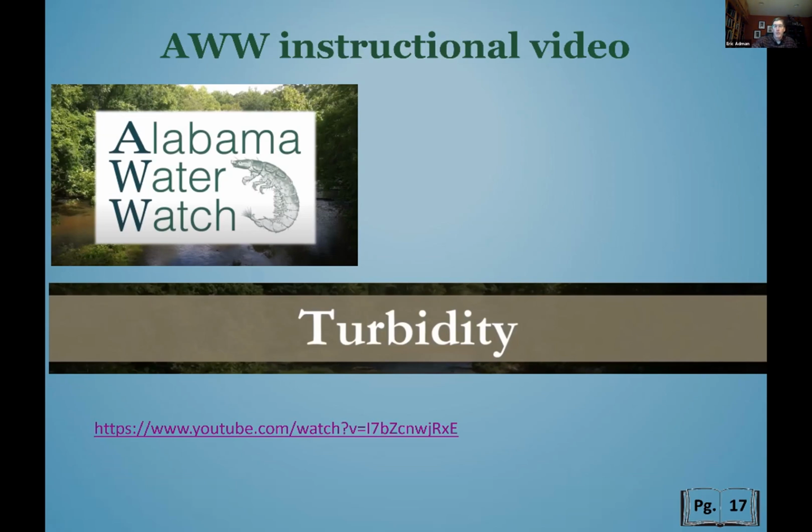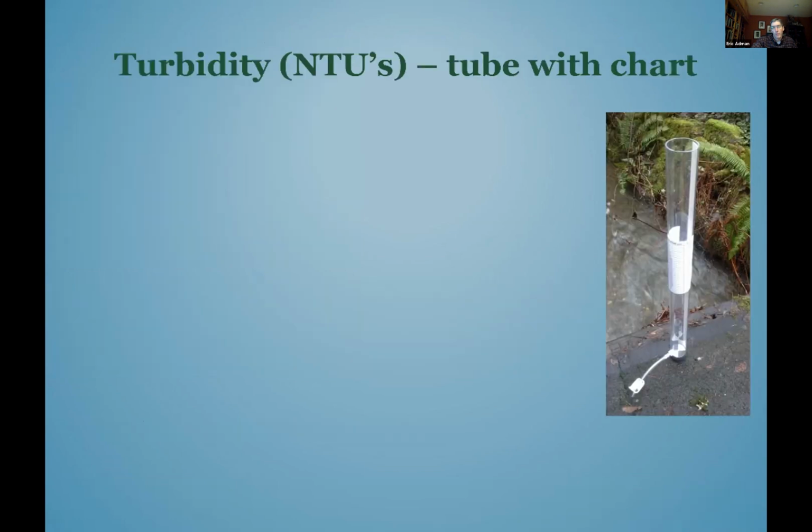Okay, so that was turbidity with the Global Water Watch kit. There's also the tubes that we use, and there's a couple different ones that we have. There's one that has a chart on it. The way that you use this tube to calculate turbidity is, first of all, you want to gather a sample of water. It's helpful to gather it in a separate container, and then you can pour it into the tube because you're trying to fill this tube up.